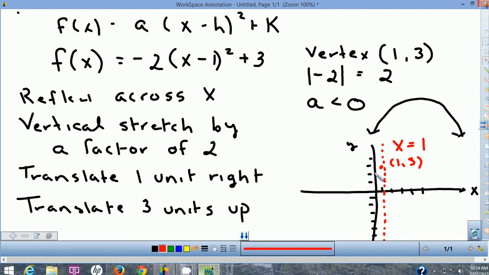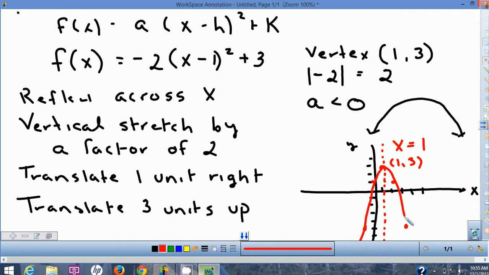And we know that we have a stretch, so it's going to be kind of tall and skinny. Instead of going over 1 and up 1, or in this case down 1, we're going to go over 1 and down 2 on both sides, twice as far as we would on a normal function. And instead of going over 2 and down 4, we're going to go over 2 and down 8, which is going to put us here and here. So here's what our function is going to look like.